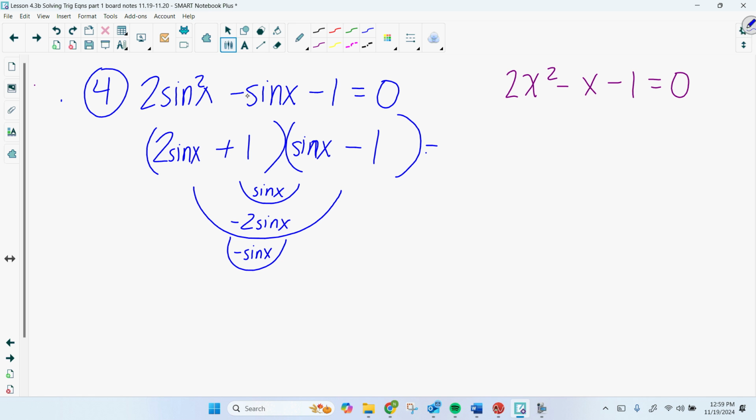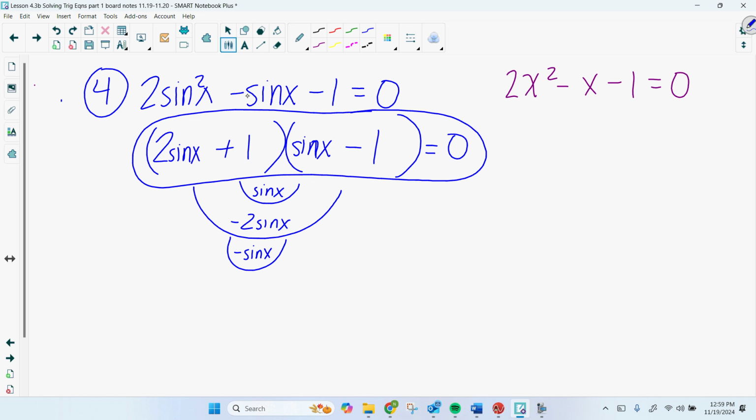But sometimes people just want to stop. They're like, yay, I got the answer. But that's actually not the answer, because remember, I'm trying to solve. So I have factored correctly. That's great. But now I need to actually solve it. So what do we do with our factors? Set them equal to 0. Yeah. So I'm going to have 2 sine x plus 1 equals 0, and sine x minus 1 equals 0.